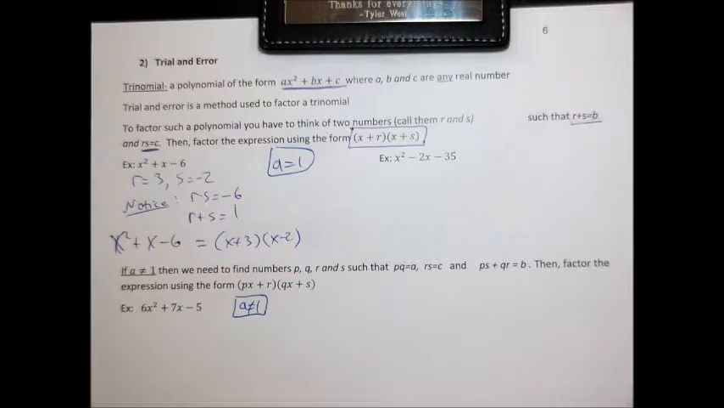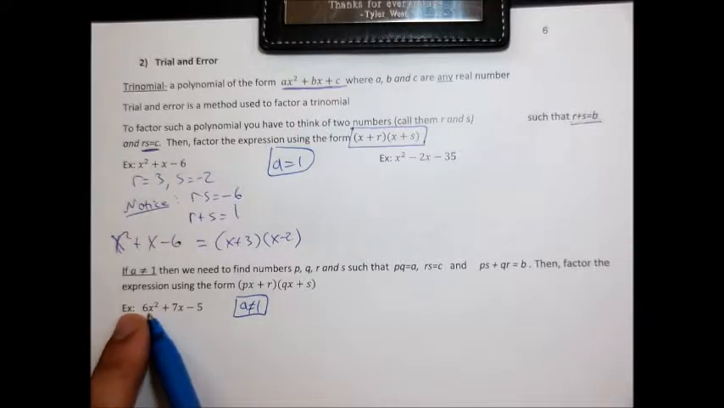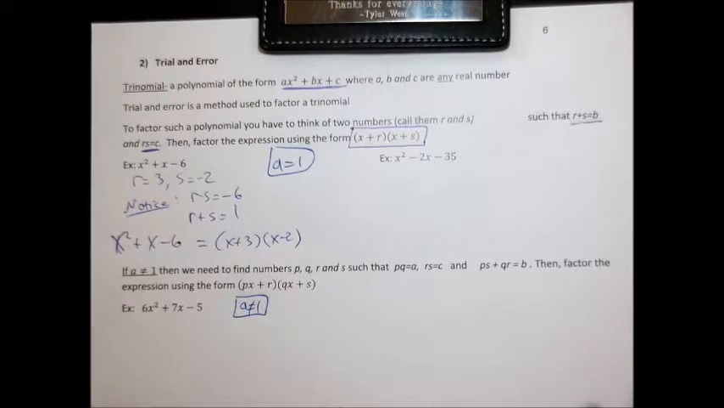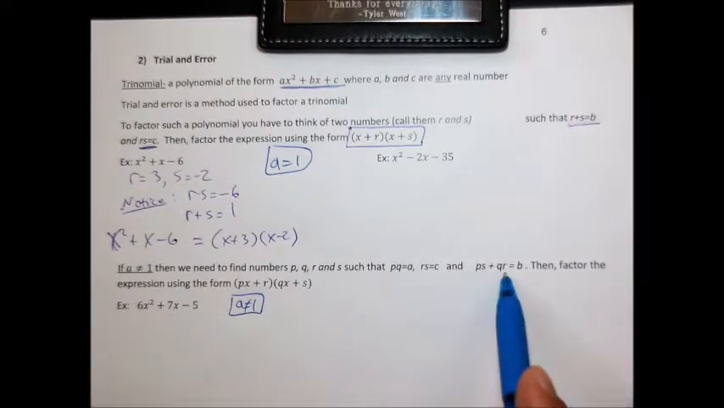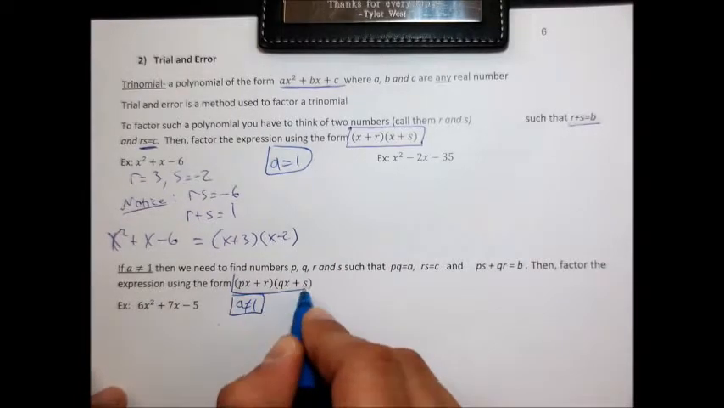And so not only do we need to think of factors of the last term 5, but we also need to think of factors of the first term of 6. And don't get too caught up in these formulas, but basically what ends up happening is we're going to factor it into this form right here.